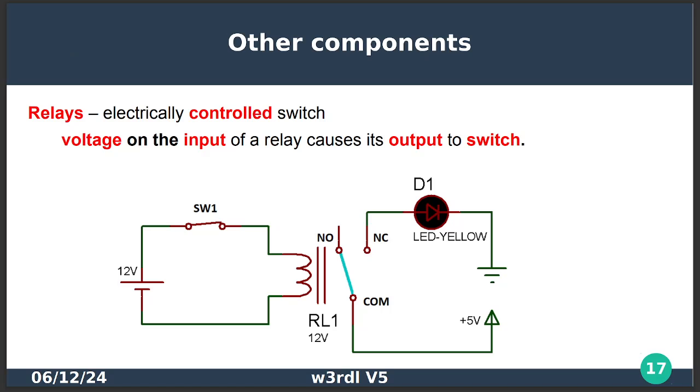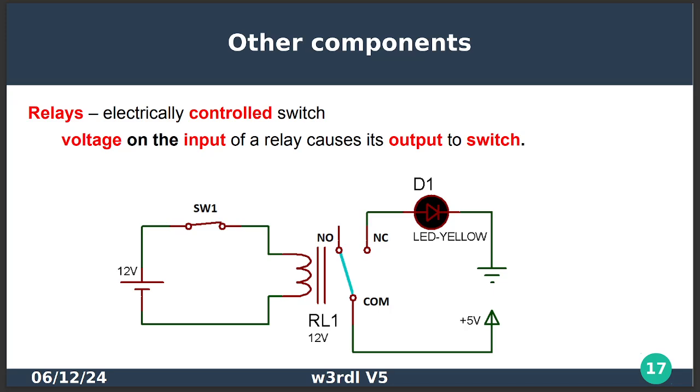Relays, electrically controlled switch, and anybody that's ever worked on your cars probably had to deal with these at one point or another. Voltage on the input of a relay causes its output to switch. So you've got your 12 volts out here on the left, and your switch to turn it on. When you turn it on, there's current flow through the coils, which draws the switch over to it, the switch that you're trying to control.